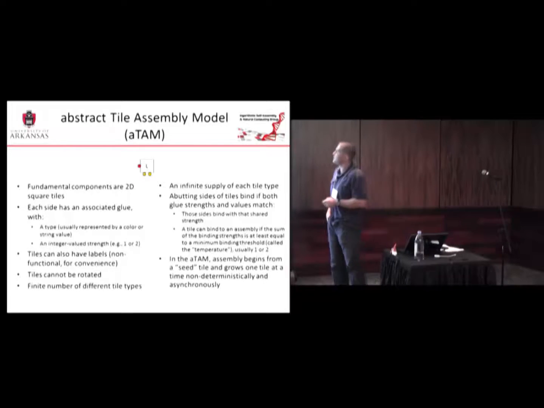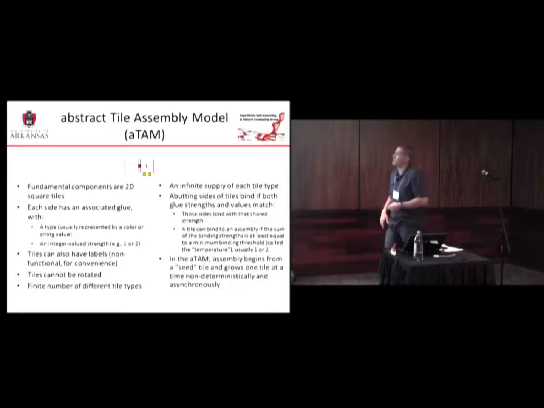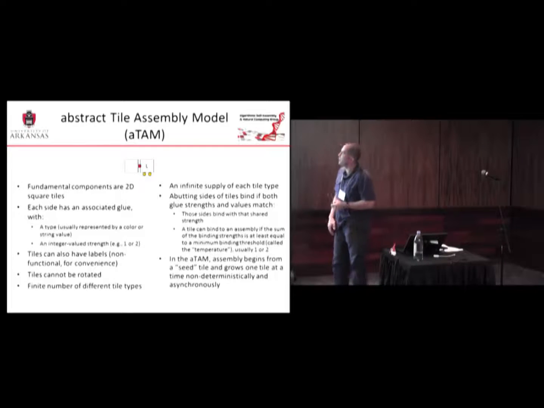And so the way the assembly process works is when tiles are floating around and they bump into each other, if they have matching glues, then they bind with the strength of the glue. So these two tiles would bind with strength 1. These two would bind with strength 2.